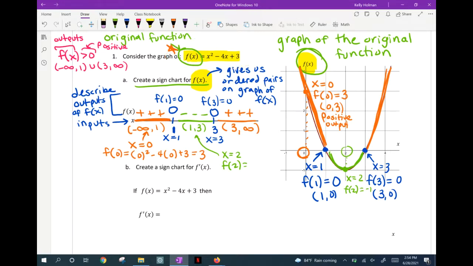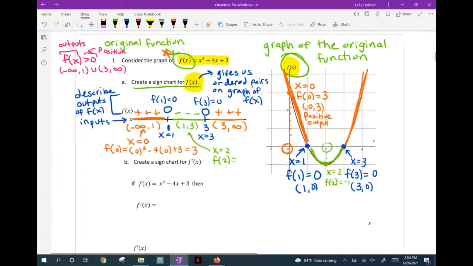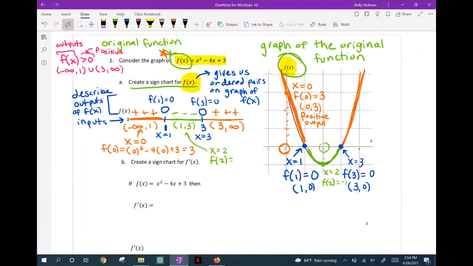Any questions on how to read this sign chart or create the sign chart just for the given function, just the algebra that's happening here? And if you're iffy on this, way back at the beginning of the semester, I posted some algebra videos on this. You can go rewatch those. It's with that continuity, section 2.3.